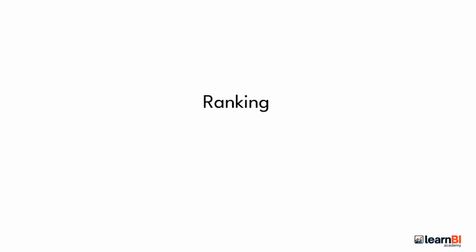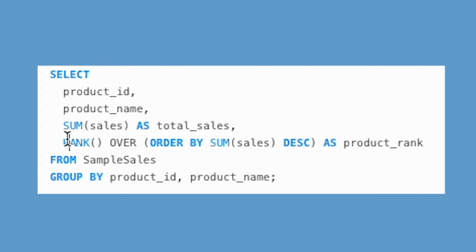Now let's look at rankings. Suppose we want to rank products in terms of their overall sales. Now this would involve not only using a window function, but also a group by. So yes, you can indeed have both inside the same query like this. Rank with open and close parentheses, over, and then within more parentheses, we have our order by clause, in this case sum of sales with the descending operator. Then we put product ID and product name, the dimension fields in our query, into the group by.